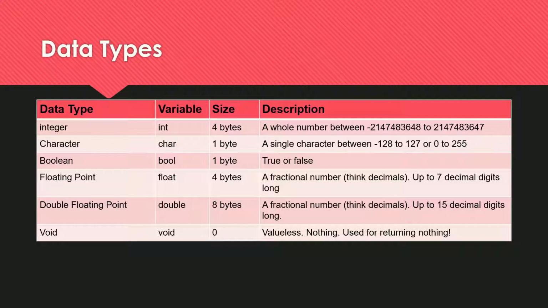Now, the bottom one here is void. We don't really need to use this when we're coding other than when we're dealing with return types. And this just means 0, nothing, void. It's not going to return anything.